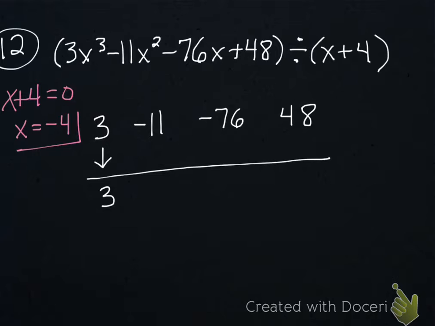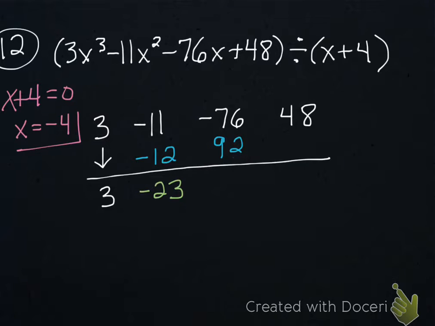Multiply. -4 times +3 is -12. Add the column. -23. Multiply. -4 times -23 is +92. Add the column. 16. Oh, that's 92.